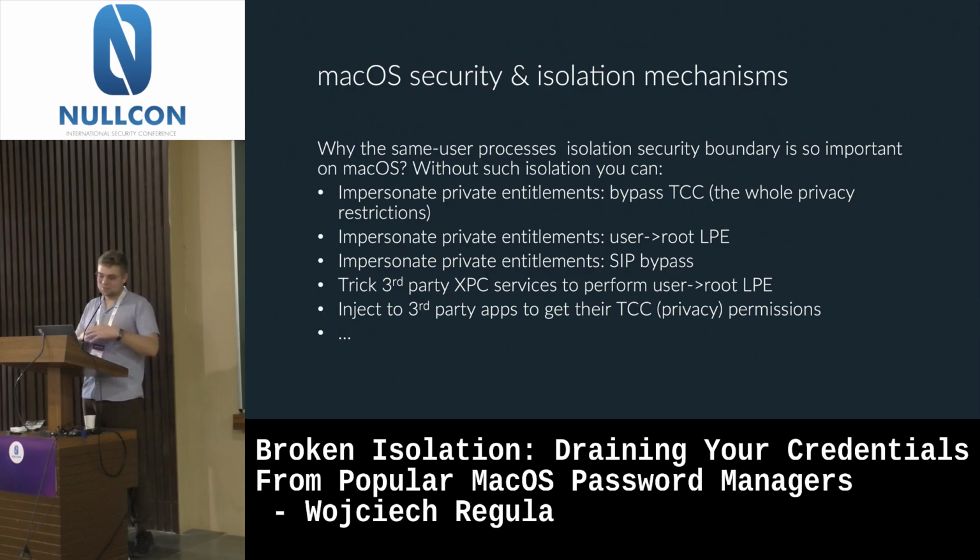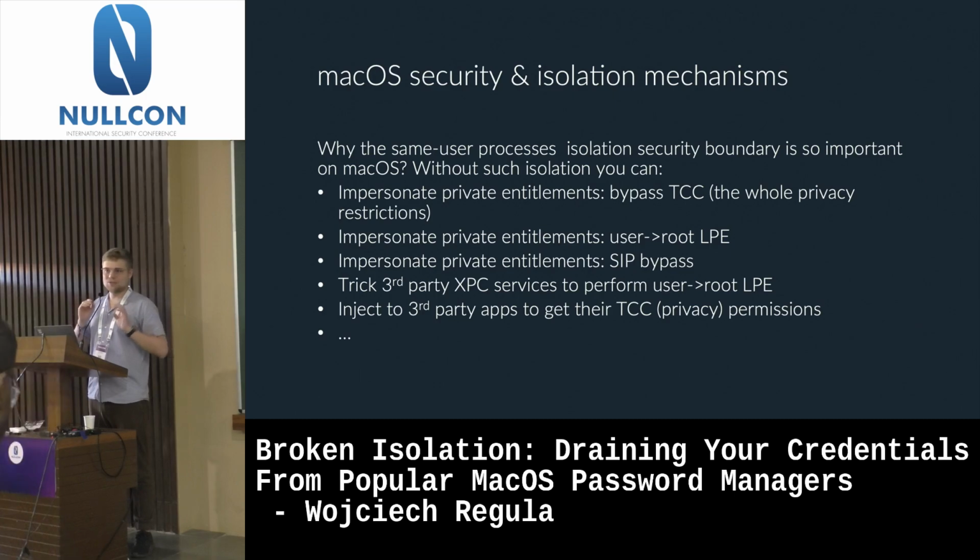So let's talk now about macOS security and isolation mechanisms. Why is the boundary between processes running on the same user ID so important? Why did I start this talk by explaining it? Because without such isolation on macOS, which is a normal thing on Linux but not on macOS, without the same UID isolation, we would be able, for example, to impersonate private entitlements. And that leads to, for example, bypassing TCC, which is the privacy framework. So all the privacy restrictions on macOS will be gone.